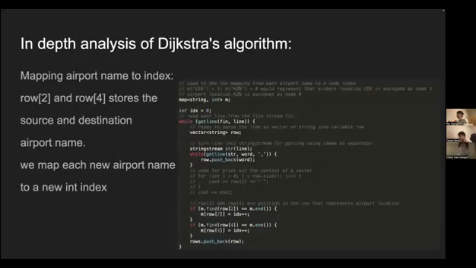So let me introduce our development of the Dijkstra algorithm. First, as in the code on the right side of our slide, we map the airport name to index. For example, row 2 and row 4 store the source and destination airport names. And we also map each new airport name to a new integer index. Please go to the next slide.